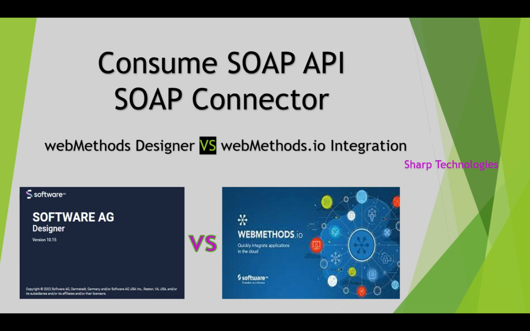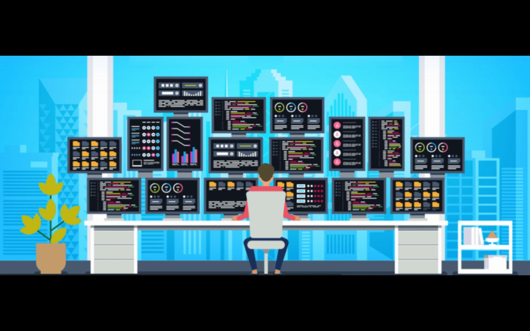So now I will show you the process of consuming a SOAP API on-prem in Designer and IO integration. Consuming an API is simple, and to do that we just need to have a WSDL URL. There are many sites which provide you a WSDL to test. I got a simple one which we can consume without authentication, so there is no need to give a username and password here.